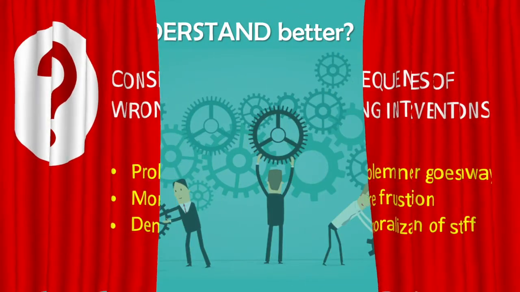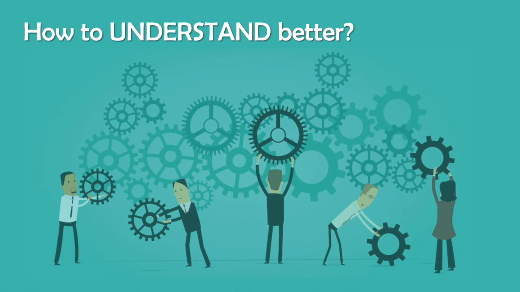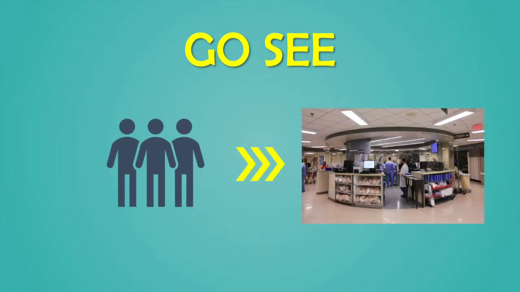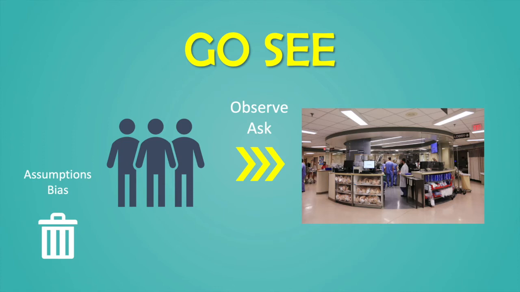So how can we understand the problem better? One simple and very effective way is to go to the site where action happens and observe the process in real time. See it yourself. This is what we call go see. You and your team are out there in the field to learn. Ask to understand, and observe by putting aside your preconceived assumptions and biases.